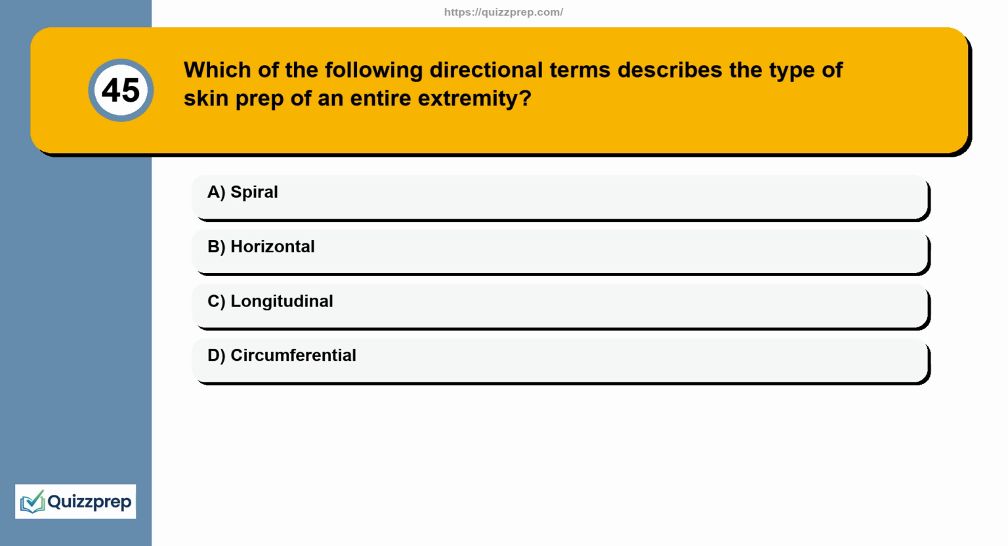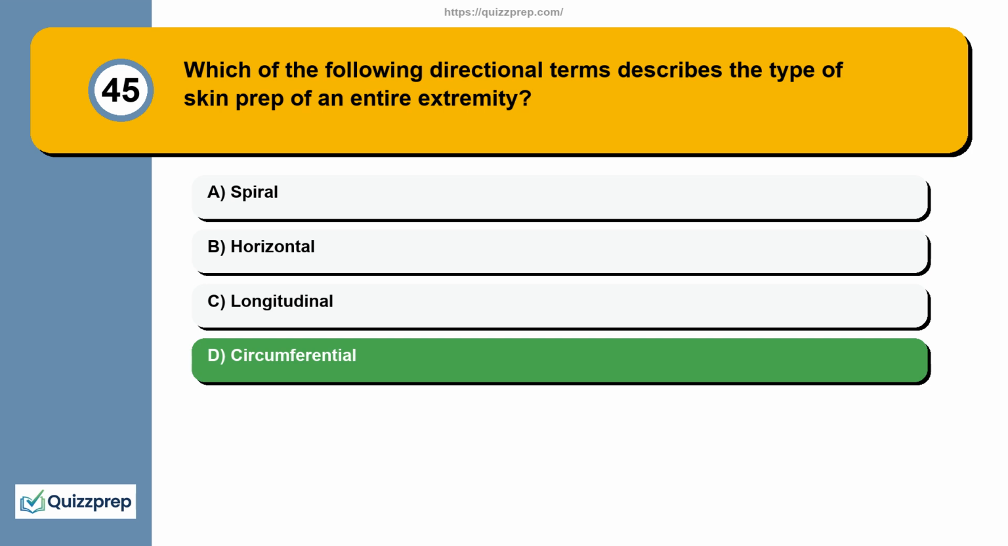Question 45. Which of the following directional terms describes the type of skin prep of an entire extremity? Option A, spiral. Option B, horizontal. Option C, longitudinal. Option D, circumferential. The correct answer is option D, circumferential.